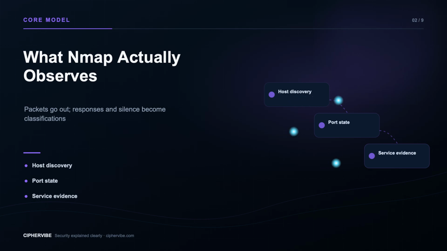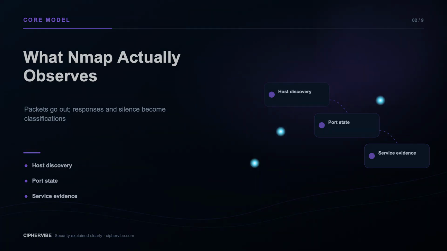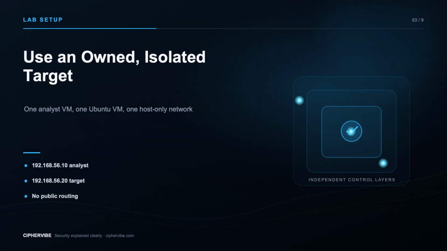Nmap is not automatically a vulnerability scanner. It can help inventory exposure and identify likely services. A version string may guide further review, but it is not proof that a vulnerability exists or that an exploit would work. Our practical example has 2 virtual machines on a host-only network.